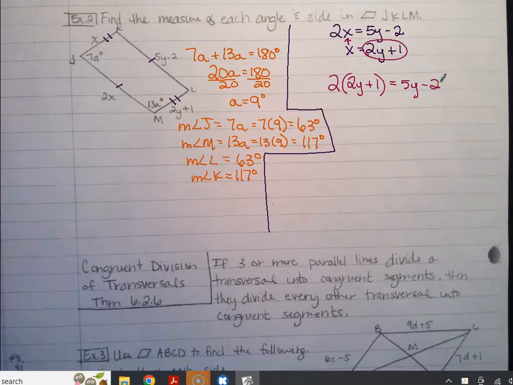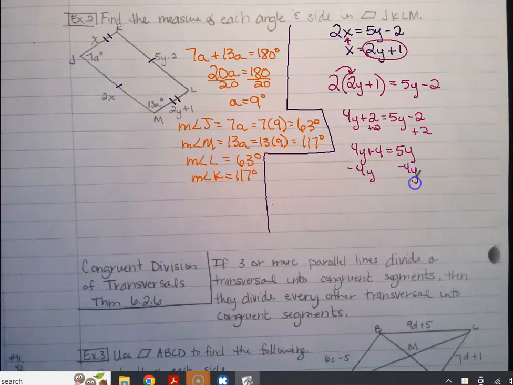Okay, so how do we solve this? 2 times the quantity 2y plus 1, distribute. Okay, so 4y plus 2. We've got 4y plus 2 equals 5y minus 2. Bring the negative 2 over to positive 2, so add 2, and then take the 4 to the other side. So then we'll subtract 4y. So 4 equals y.